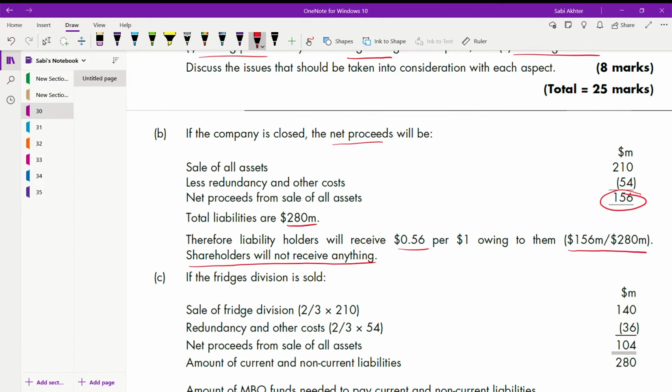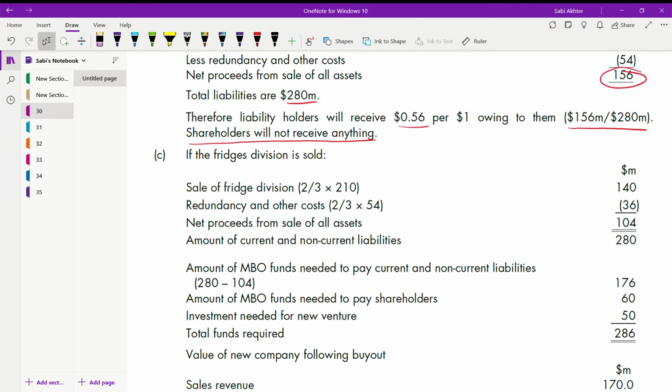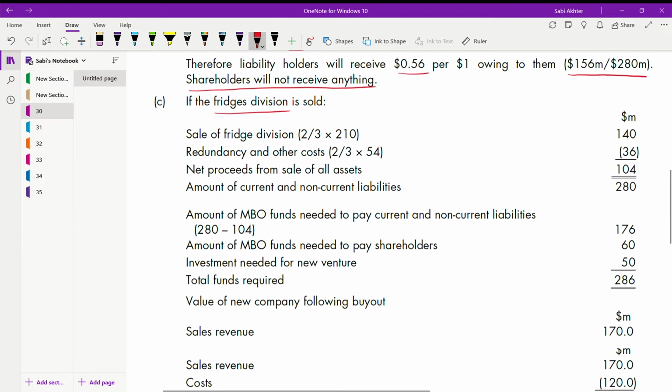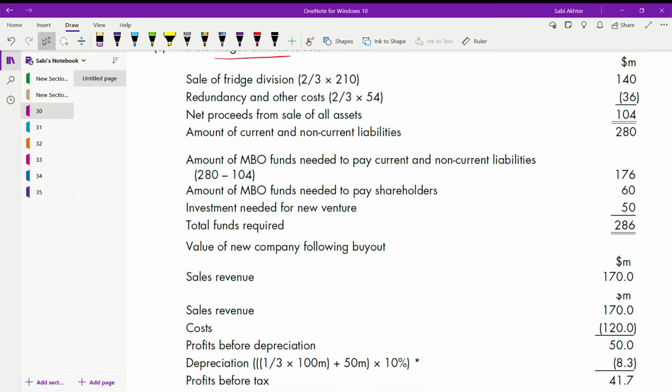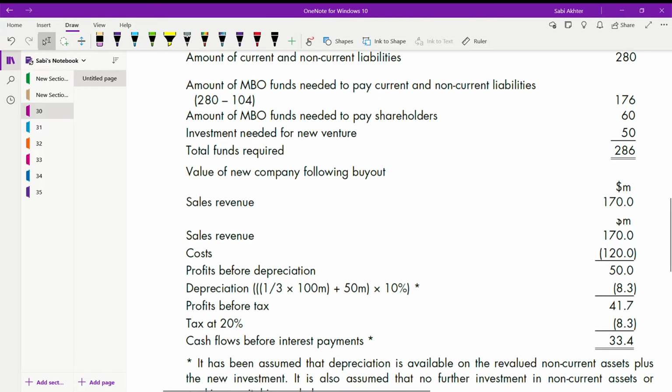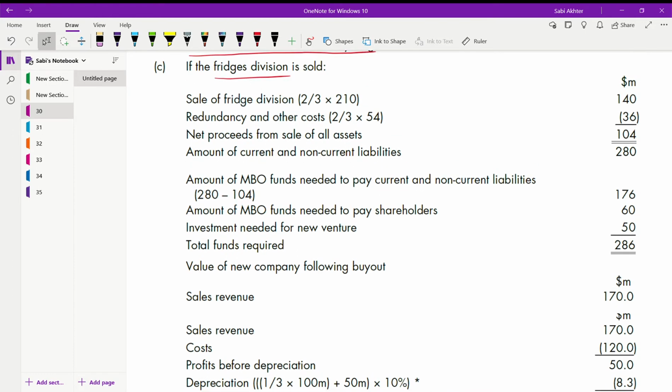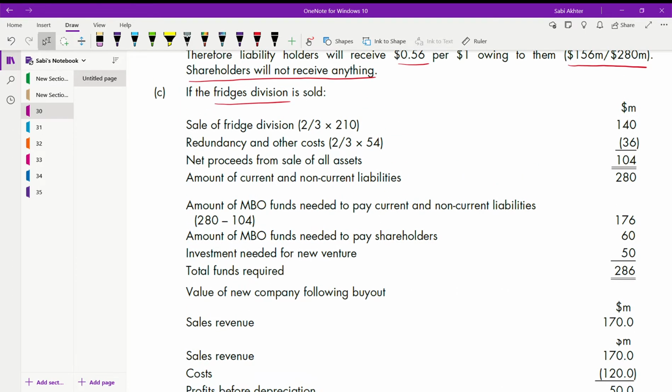Coming to part C. Part C, when the fridge division is sold. Parts is one division, fridge is another division. So this division is sold, and you have to find out the total funds required. And also you have to value this company. Just go through how they have valued. So when the total fund is required, just see, right? I have already discussed the answer, how you get the answer, in my question 30, right? Revision kit solutions, question 30.